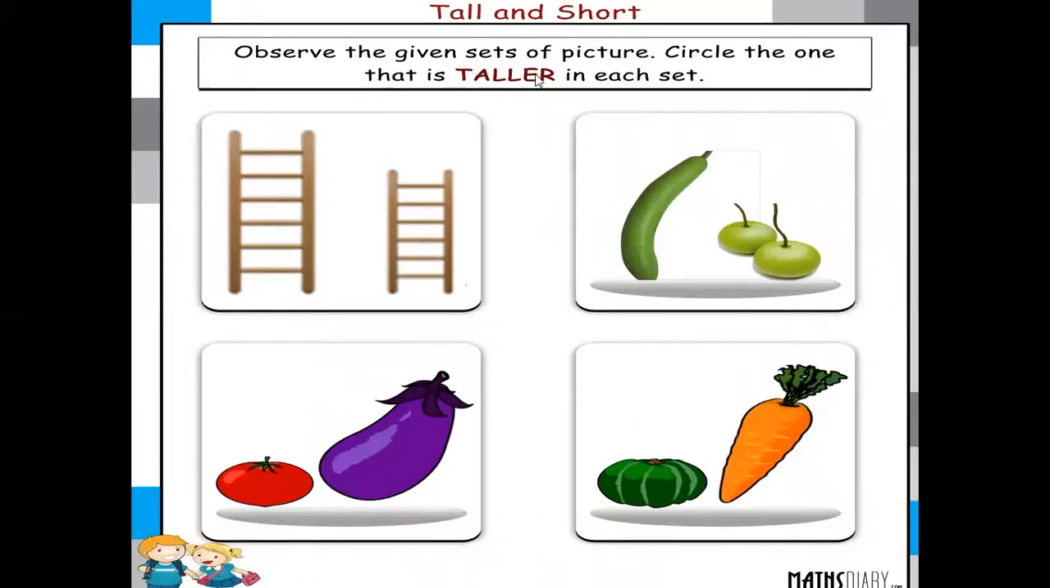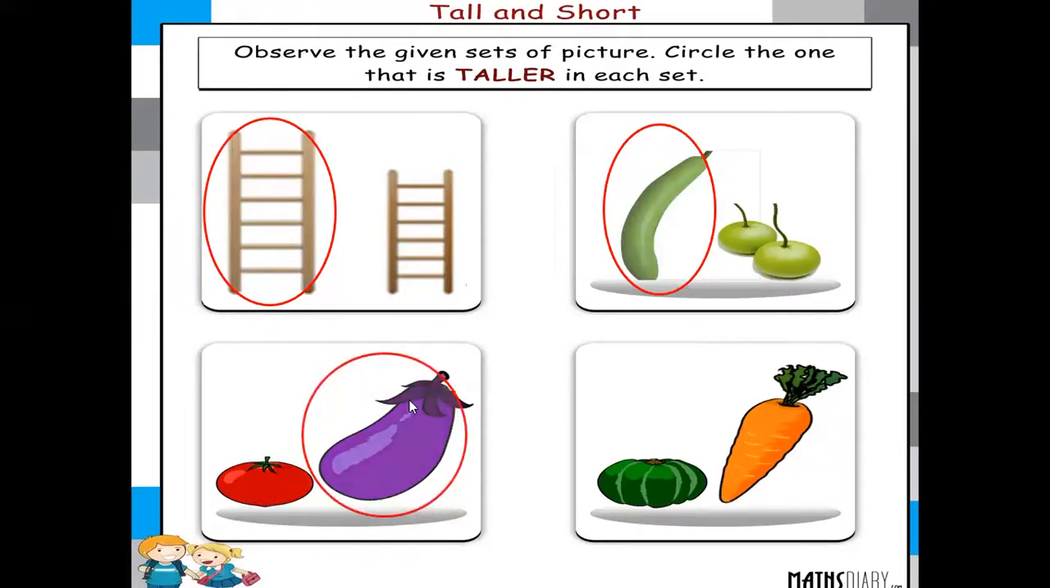Circle the one that is taller. Okay, this ladder is taller than this one. Now look at these vegetables. Which one is bigger in height, this one or this one? The first one is bigger in height. Now there's a picture of an eggplant and a tomato. It is very clear and you learn it very well. So the height of the tomato is less than the eggplant, so the eggplant is bigger in height.